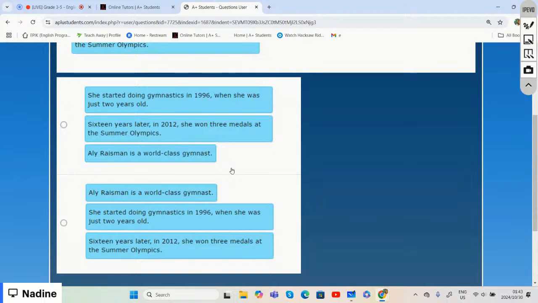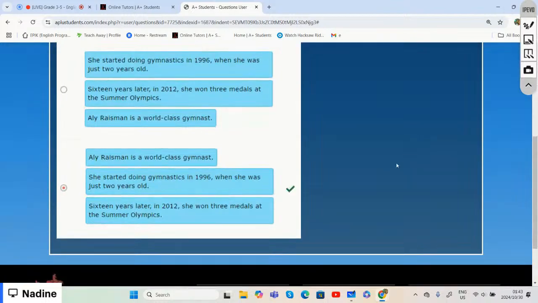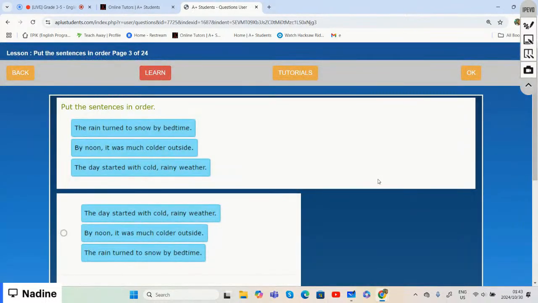All right. And if we were to choose the correct option, then yes, we'll say Ellie Reisman is a world class gymnast. She started doing gymnastics in 1996 when she was just 2 years old. 16 years later, in 2012, she won three medals at the Summer Olympics. Option two is correct. Well done, well done. This is how we put the sentences in order.